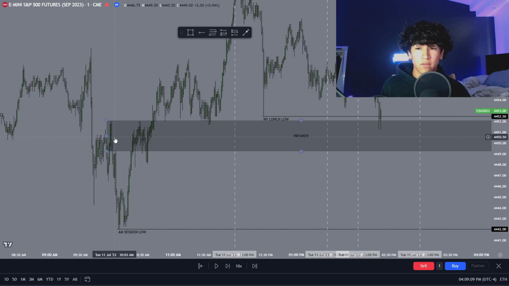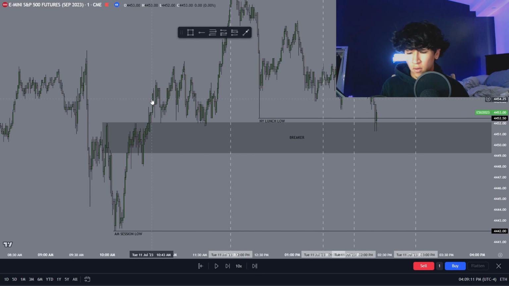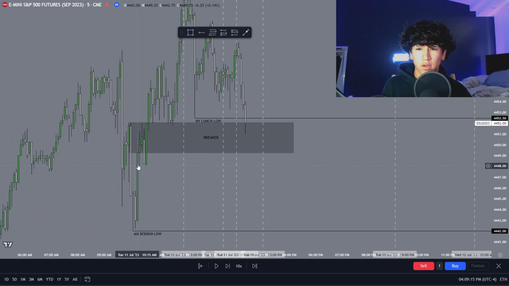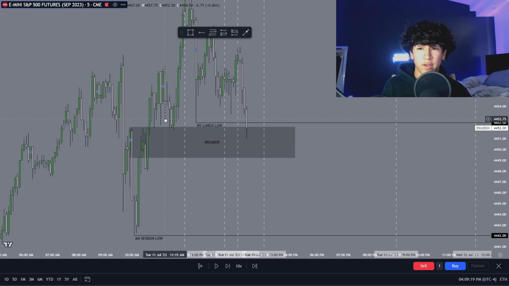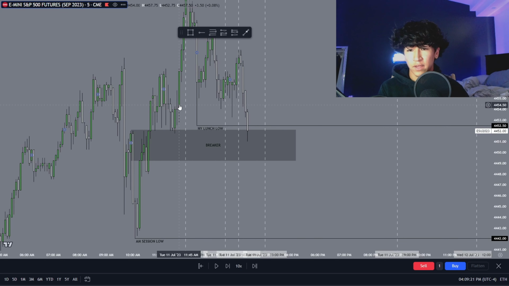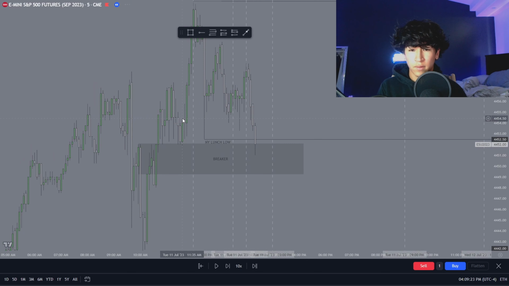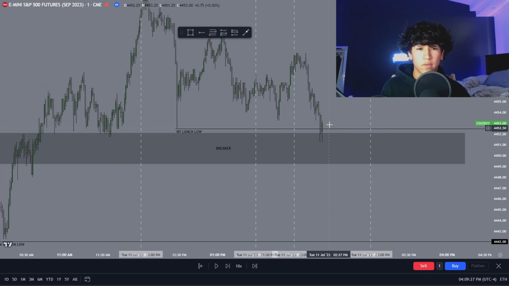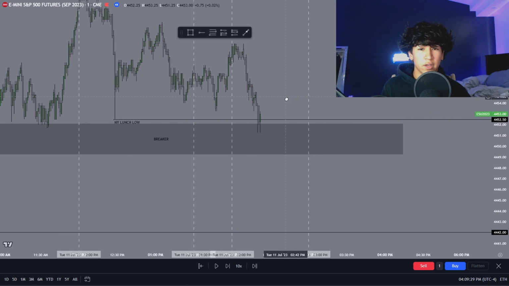That we were wicking into this 1 minute breaker block, or on the 5 minute too, it's a little bit clear. Lower low, break market structure, and you see it got respected a couple times right here, right? So this is a pretty significant area that I want to look for. So I noticed that this sell side liquidity got swept. So now I was looking for a breaker structure so I can enter a long position.